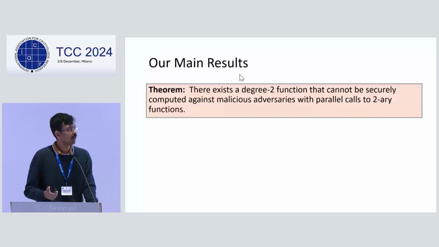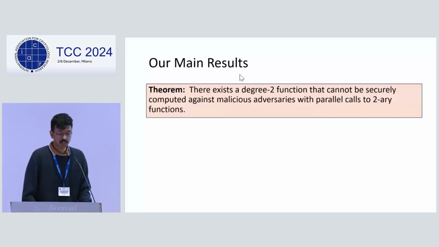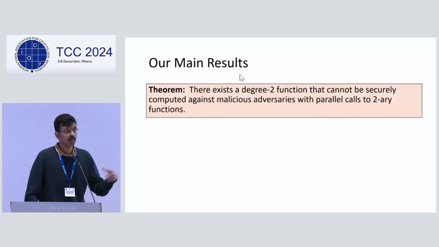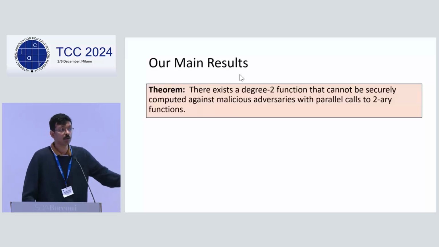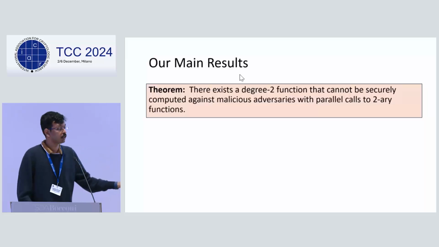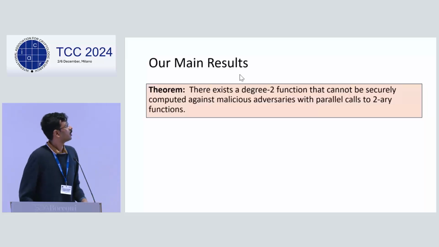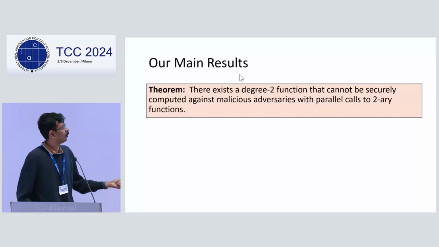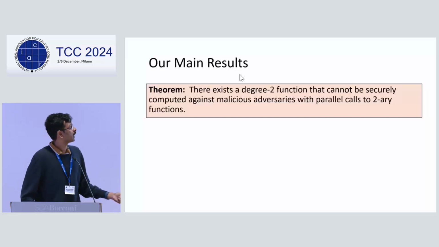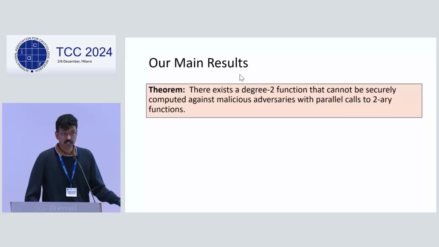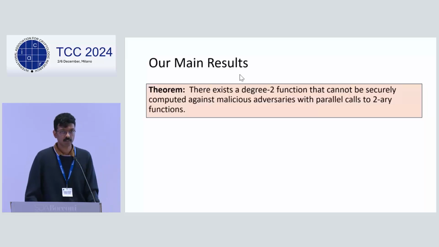Firstly, the negative result shows that unlike the semi-honest setting, you cannot compute every degree 2 polynomial with parallel calls to 2-array functions. Specifically, there exists a degree 2 function that cannot be securely computed against malicious adversaries with parallel calls to 2-array functions. And the security notion that we consider here is statistical security with abort, selective abort.